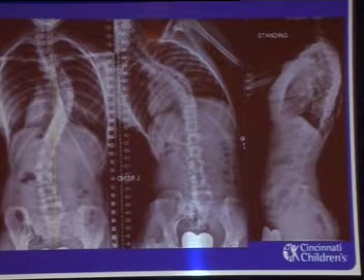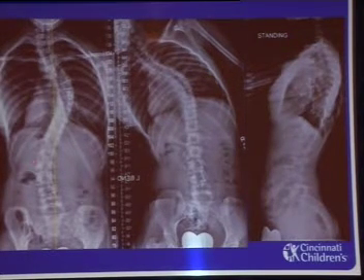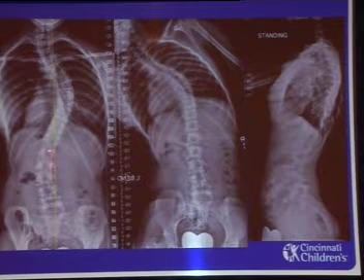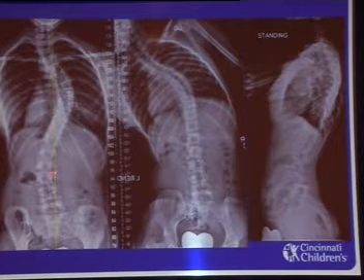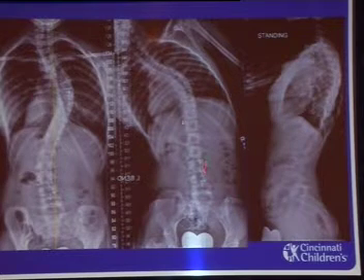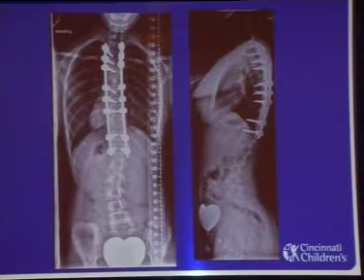So this is what we did, and you can look at this. The lumbar curve is not as big, but more importantly, the translation is not as great as the thoracic curve. It is very flexible, and this is an ideal candidate to do a selective thoracic fusion.